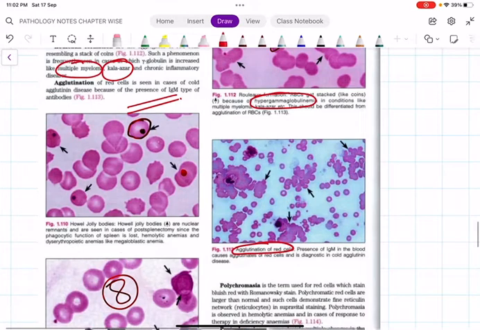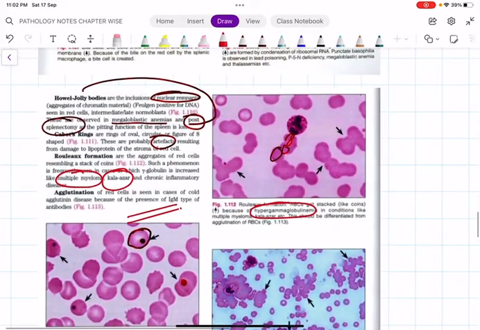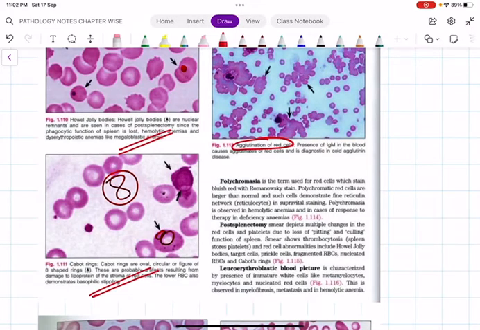So remember, Howell-Jolly bodies are also seen mainly in post-splenectomy. Then megaloblastic anemia, Cabot ring, I told you it is probably an artifact. Then agglutination and rouleau formation: Kala Azar, multiple myeloma. Those are all conditions where the gamma globulin is increased, that is hypergammaglobulinemia. It has to be differentiated from agglutination of red blood cells.